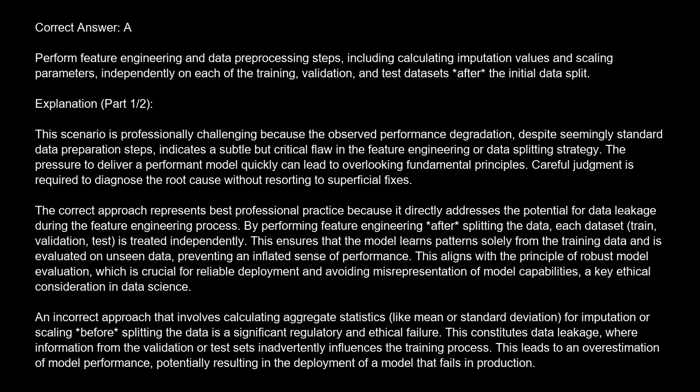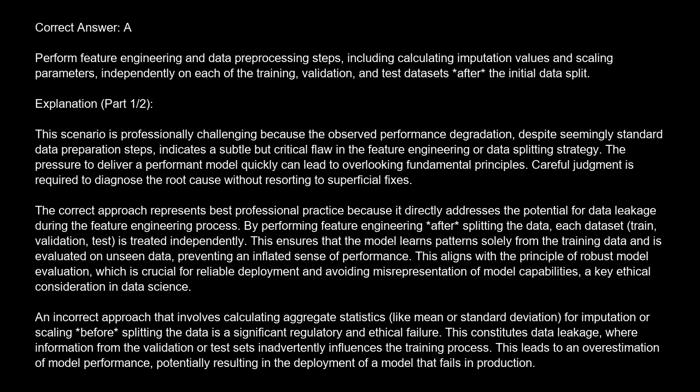The correct approach represents best professional practice because it directly addresses the potential for data leakage during the feature engineering process. By performing feature engineering *after* splitting the data, each dataset, train, validation, test, is treated independently. This ensures that the model learns patterns solely from the training data and is evaluated on unseen data, preventing an inflated sense of performance. This aligns with the principle of robust model evaluation, which is crucial for reliable deployment and avoiding misrepresentation of model capabilities, a key ethical consideration in data science.